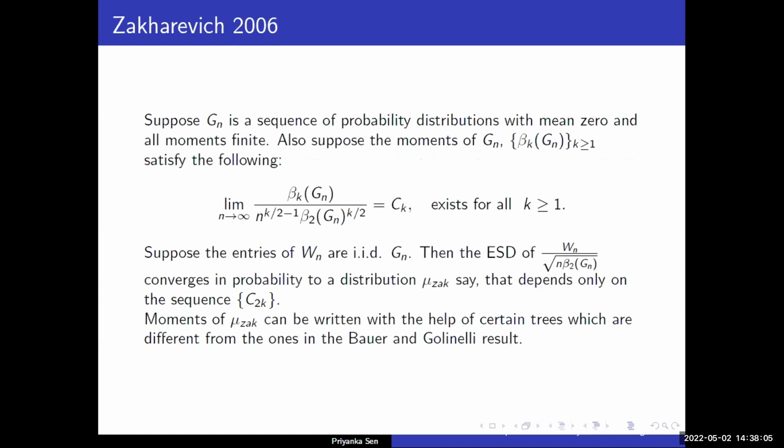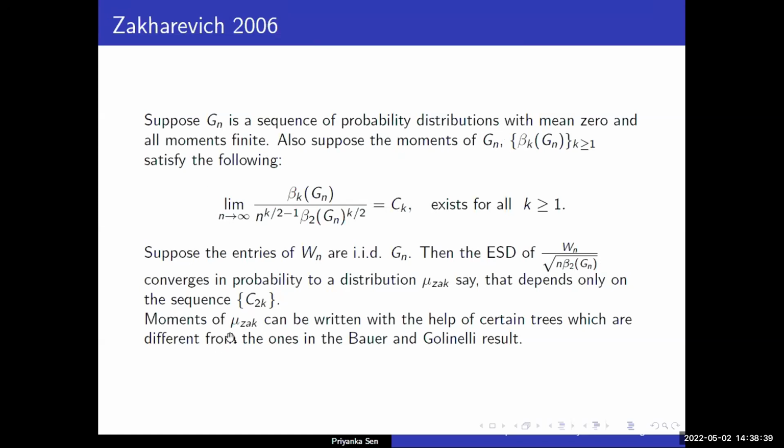Another such model was also considered by Zakharowicz in 2006, where she considered that the entries of the matrix follow the distribution Gn for every n, where the moments of Gn satisfy these conditions. With Ck finite for all k, she proved that the ESD of Wn, scaled by root n and the variance of Gn, converges to the probability distribution whose moments depend only on the sequence C2k.